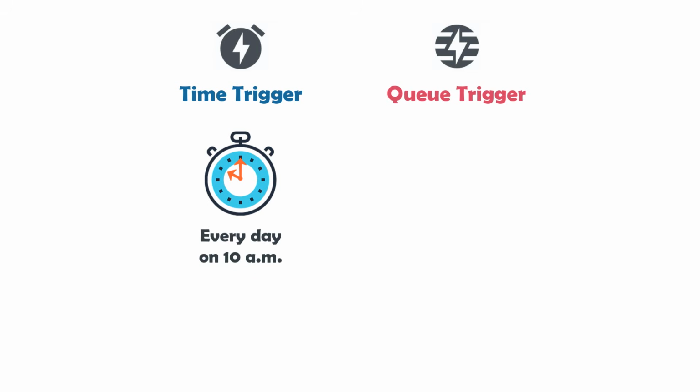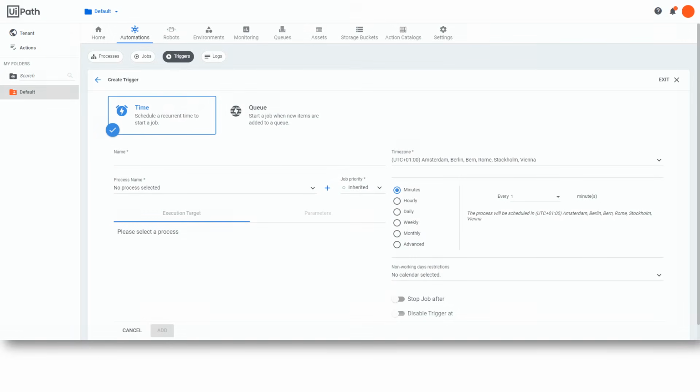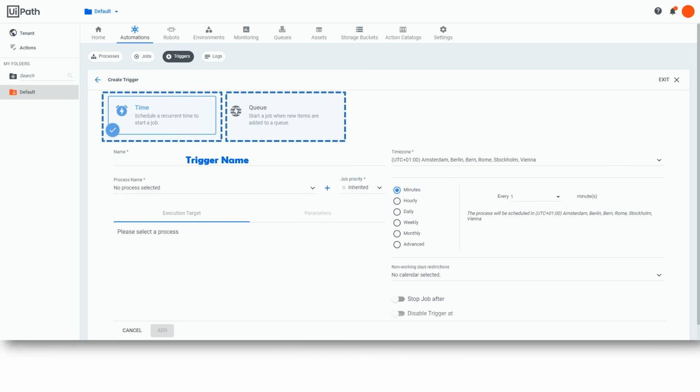Queue trigger means that the process should be executed once we have a new queue item. This means we have a process running now and has created a new queue item. The other process is triggered to run once a new queue item is created. Here you have to define which queue is it. Let's see how to create a trigger in Orchestrator. First you have to choose if time trigger or queue trigger. Let's say we want to create a time trigger. First we can enter the trigger name. Then you have to select the process which you want to trigger.